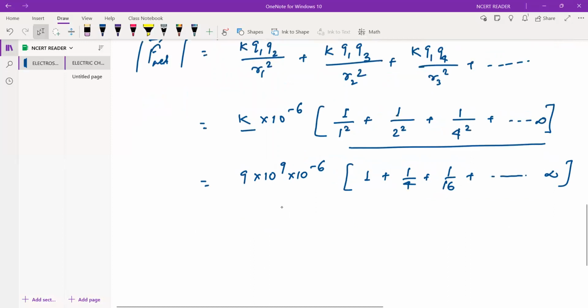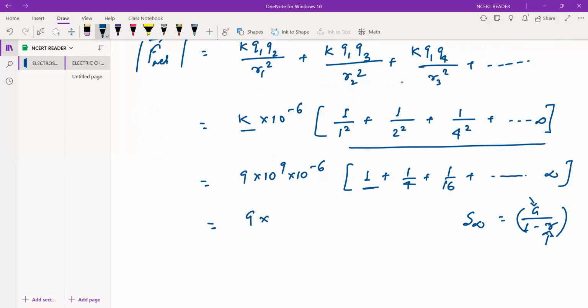We know for this kind of GP, the sum to infinity is a by 1 minus r, where a is the first term and r is the common ratio. That is what you can write over here. So what is the first term here? We have 1 as the first term and the common ratio is 1 by 4. So easily you can calculate now. 9 into 10 to the power of minus 6 will get cancelled here.